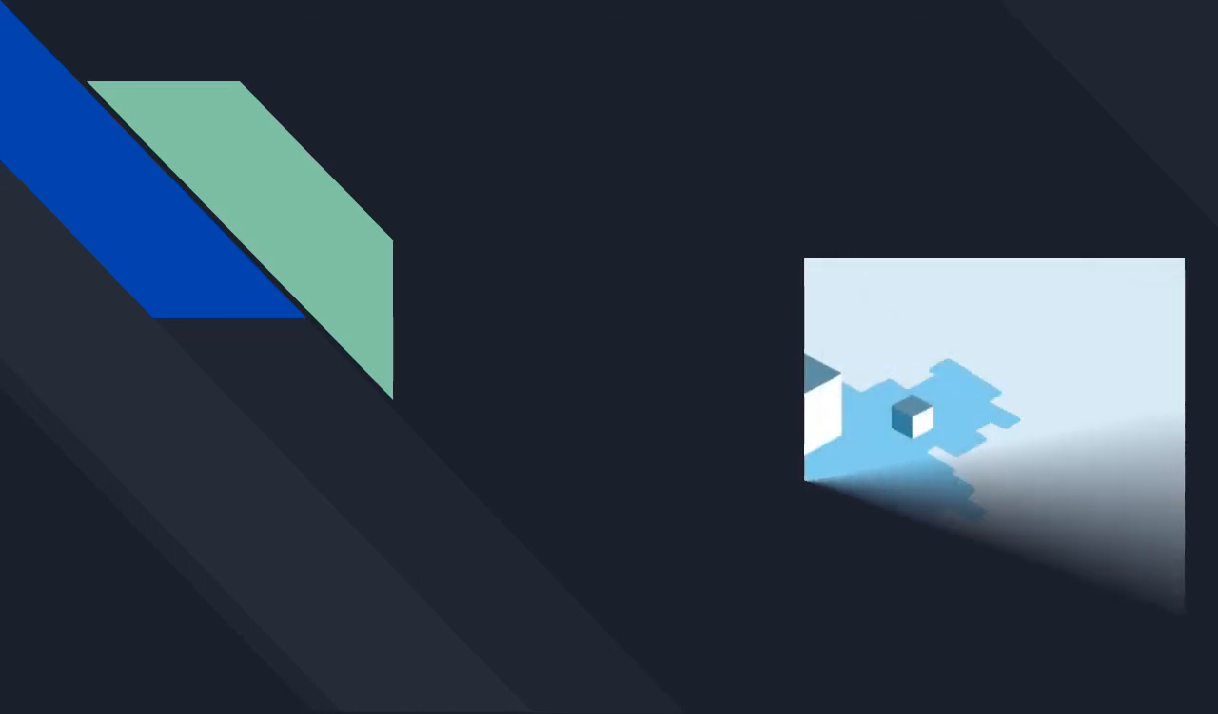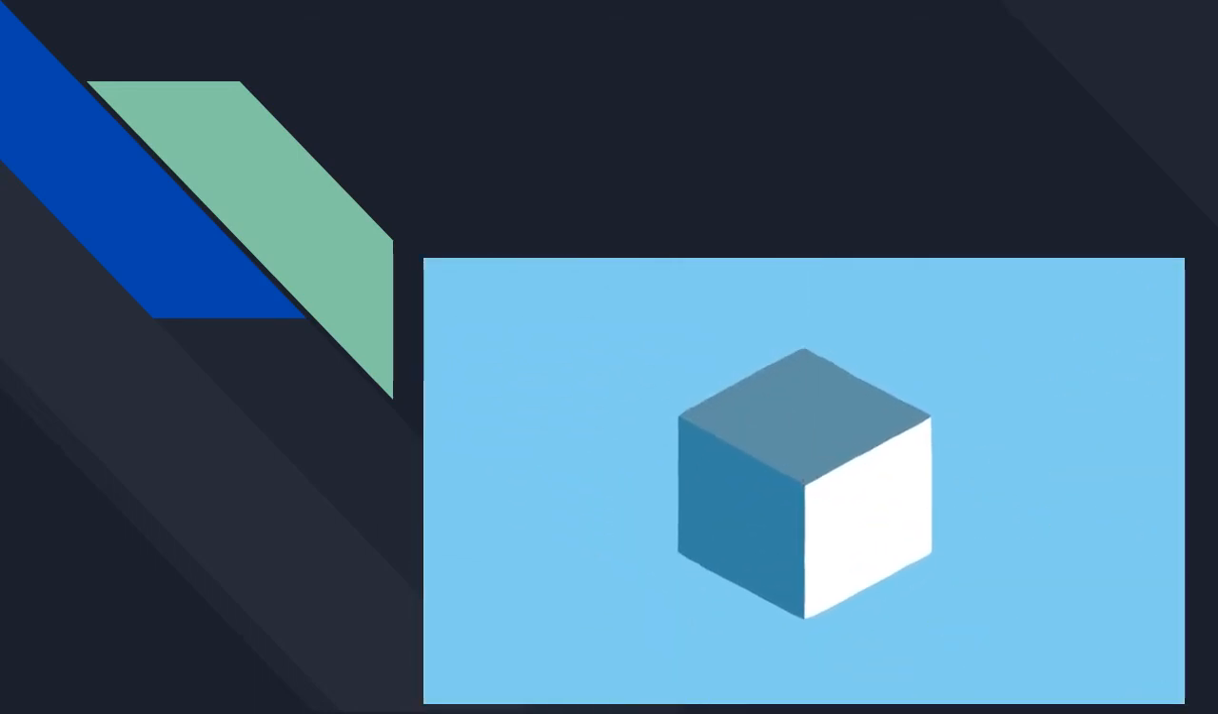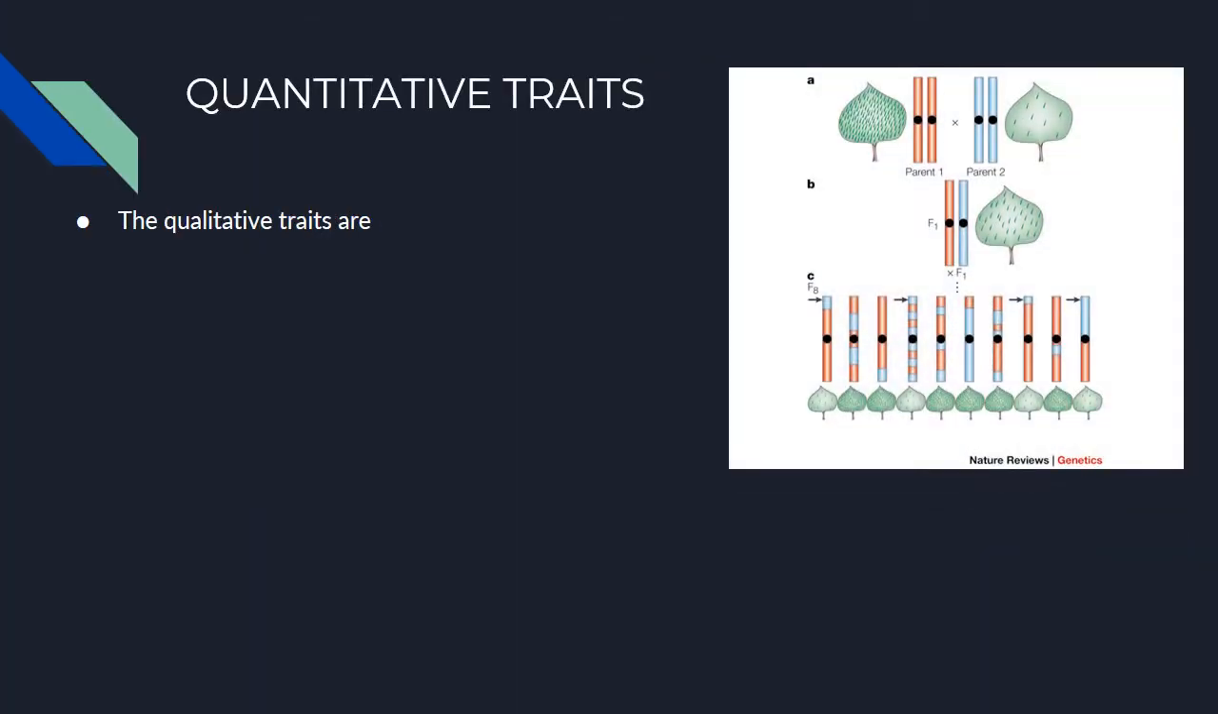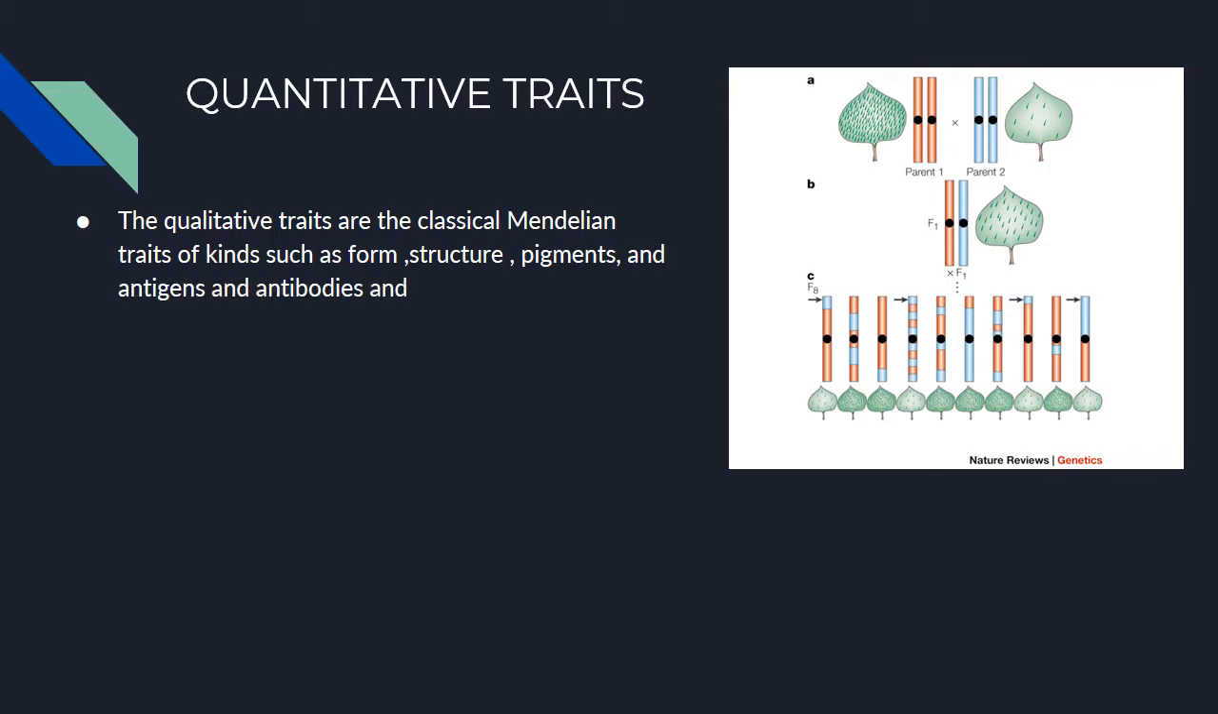Hello learners, in this presentation we will learn more about quantitative and qualitative traits. The qualitative traits are the classical Mendelian traits of kinds such as form, for example round or wrinkled seeds of pea, then structure, for example horned or hornless condition in cattle, then pigments, for example black or white coats of guinea pigs, and antigens and antibodies, for example blood group types of man, and so on.